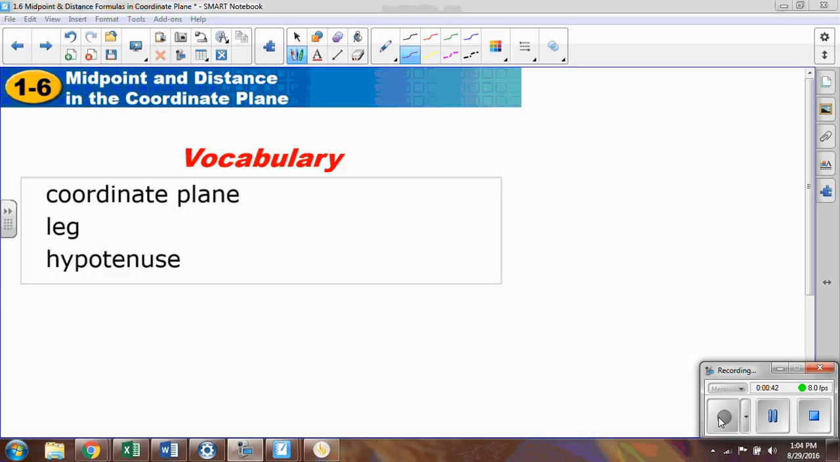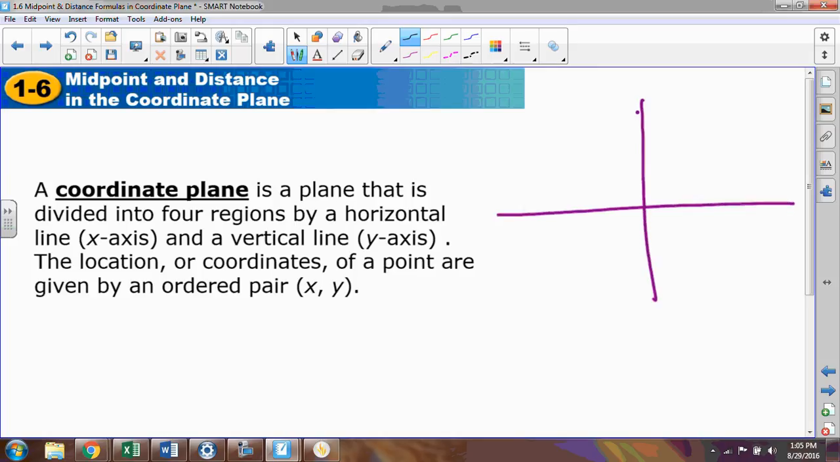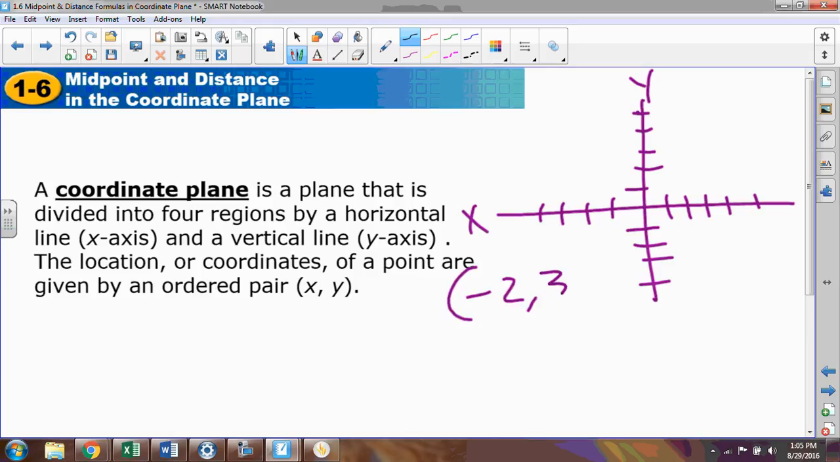The three pieces of vocabulary we have, we completely expect you, by the time you've got to geometry, we know that you've been exposed to these before. Coordinate plane, leg, and hypotenuse. Just as a quick review, what is the coordinate plane? It's this thing where we can plot on the x-axis the left and right coordinates. On the y-axis, we have the up and down coordinates, and we know that they are plotted like a pair, 2 to the left, up 3. If we have the point labeled A, we would label it A.